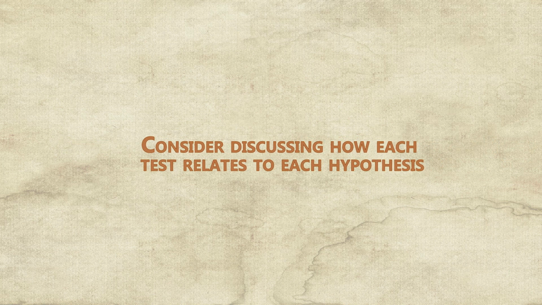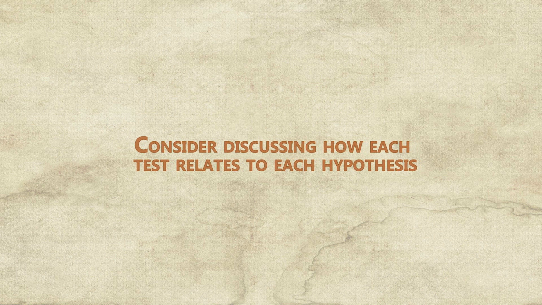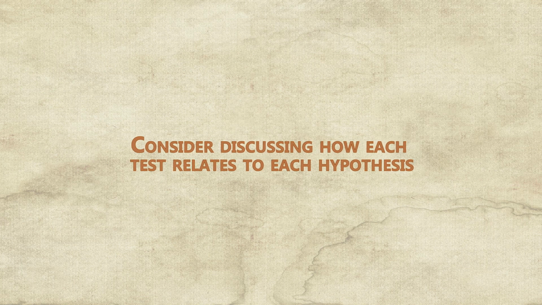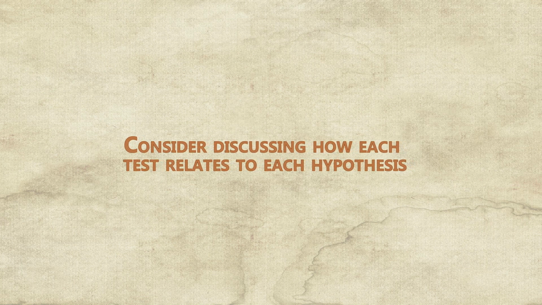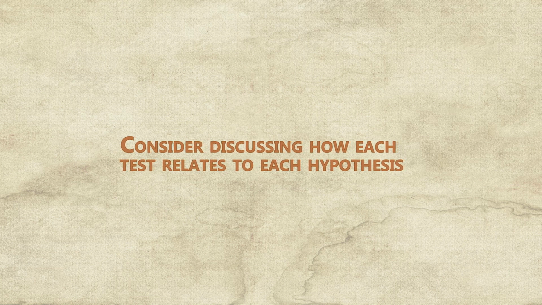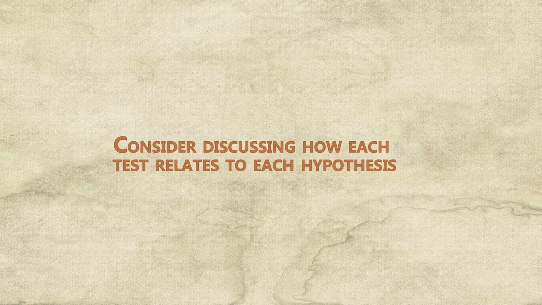If you are doing multiple statistical tests, describe how each is set up, and then consider referencing each hypothesis as it relates to each test. You might use that numbering system for hypotheses that I've mentioned in the past. For example, hypothesis 1 will be tested using a multiple linear regression, with X and Y as the predictors and Z as the outcome variable.